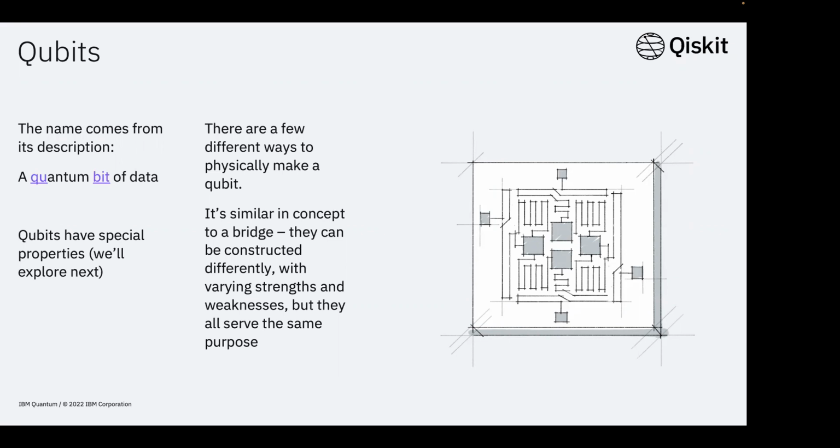There are a few different ways in which we can physically make a qubit. It is similar to the concept of bridges: they're all constructed differently, with some weaknesses and some strengths, but they all serve the same purpose. For example, IBM uses superconducting qubits, and there is a different technology called ion trap. So there are different ways we can make a qubit, but it's more or less the same thing that we are trying to solve.